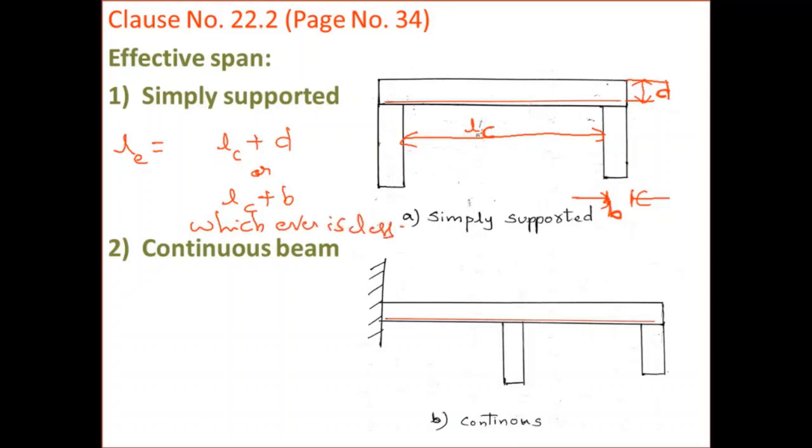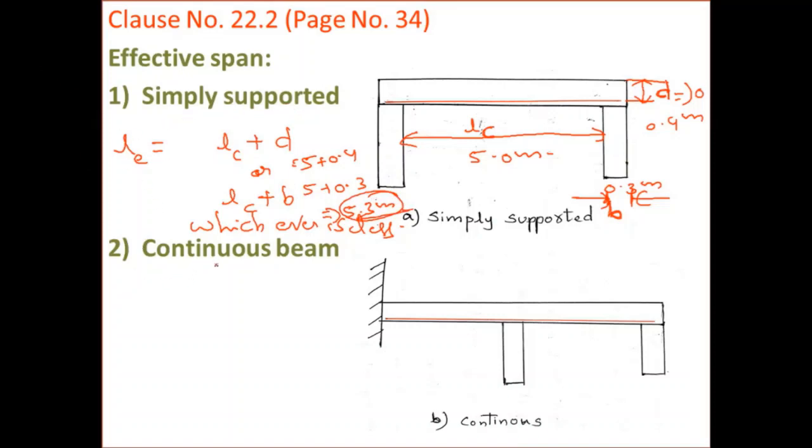Now suppose the clear span is 5 meter, the support width is 0.3 meter and this D, the effective depth, is 0.4 meter. Then what will be the effective span? That will be equal to 5 plus 0.4 or 5 plus 0.3, whichever is less. So 5.3 meter will be the effective span. Like that it is calculated for the simply supported beam.